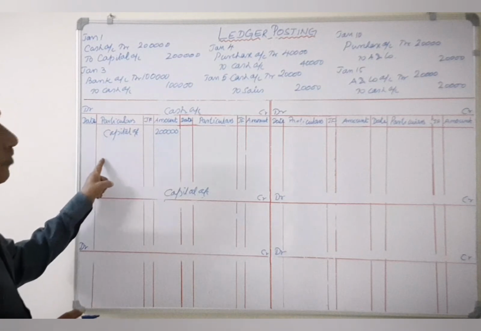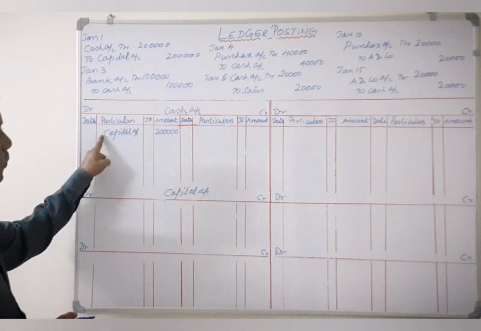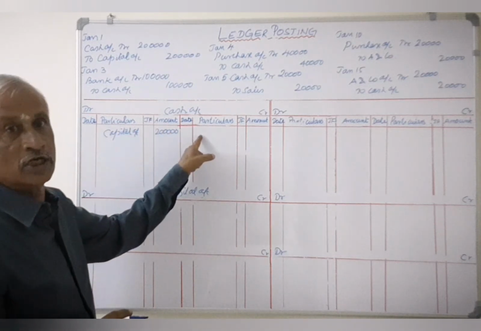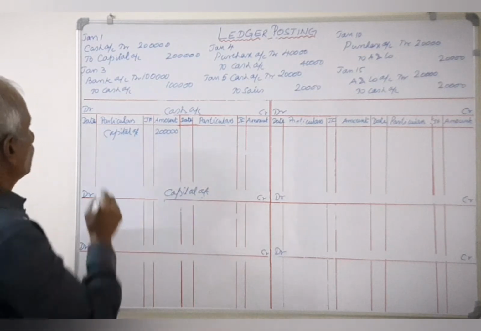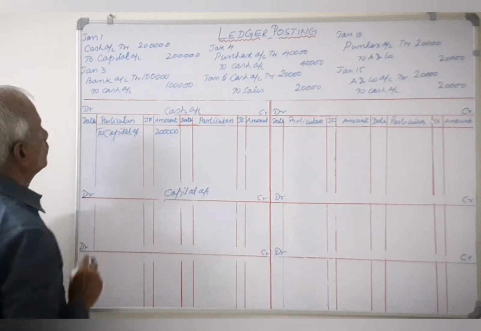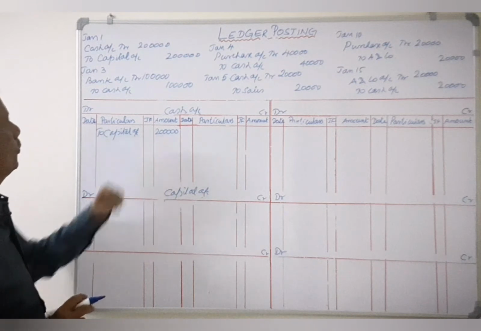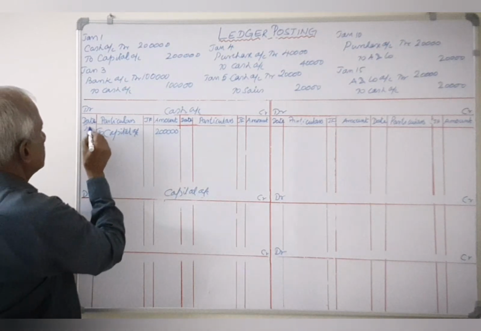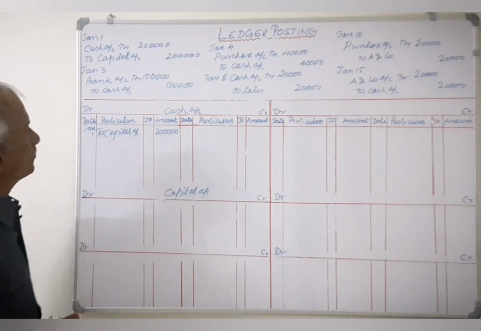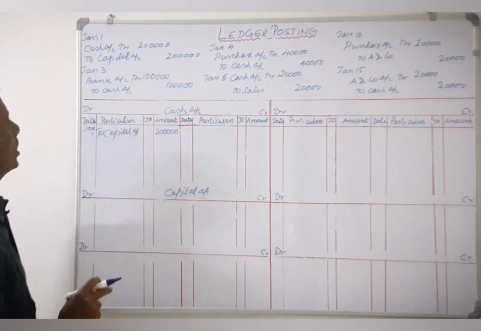Always the debit side of any ledger begins with the word to and credit side of the ledger begins with the word by. So let us write to capital account 2 lakhs. Now give the date January 1st. Then let us go to the next account.